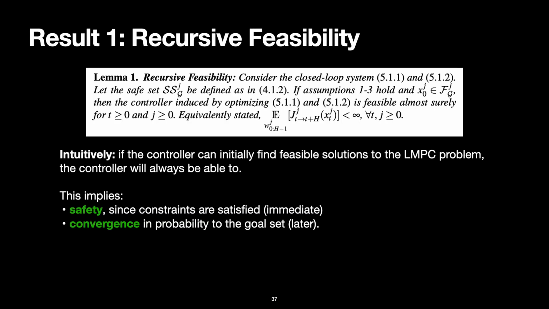We'll now go over the main theoretical properties for establishing policy improvement. The first result is recursive feasibility, which essentially states that if the policy can find feasible solutions to the MPC problem discussed previously, then it will always be able to do so. This implies that user-specified constraints will always be satisfied, and will also lead to convergence in probability to the goal set. Note that since we assume an initial feasible and successful policy is provided, recursive feasibility implies feasibility for all subsequent iterations.